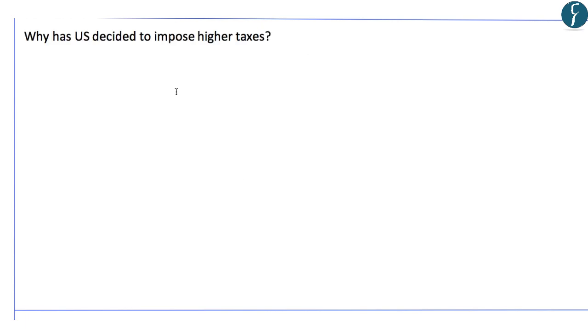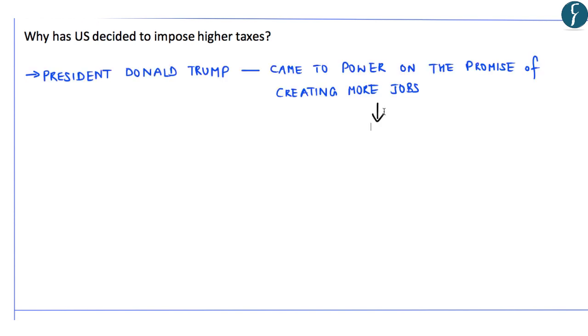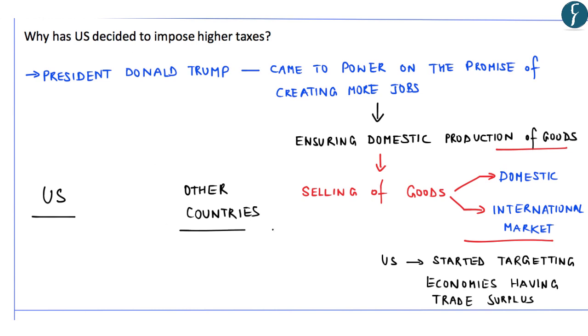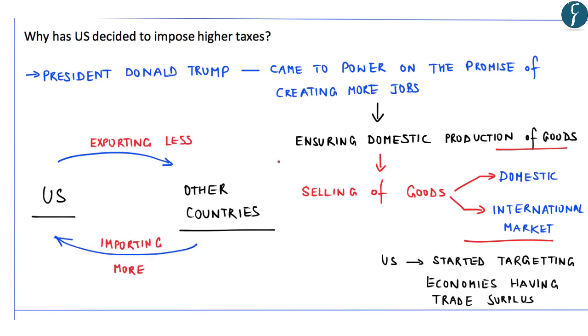In this, it is important to know that President Donald Trump came to power on the promise of creating more jobs, and this could be done by ensuring domestic production of goods. So in order to sustain this domestic production, these goods also have to be sold in the domestic as well as international market. Now the USA is targeting those economies that have a trade surplus with the United States. As mentioned above, trade surplus here refers to the US exporting less and importing more from these countries. And in this, India is among those countries that also have a trade surplus with the US.